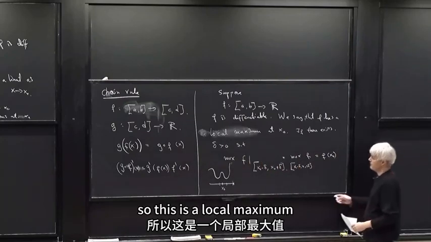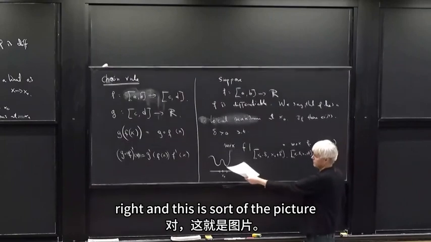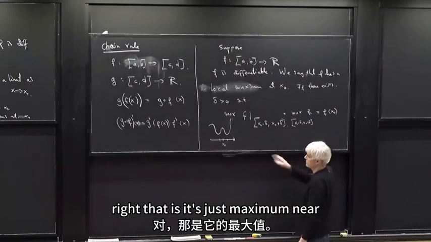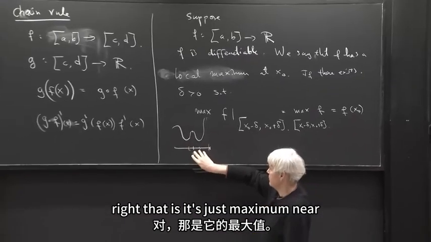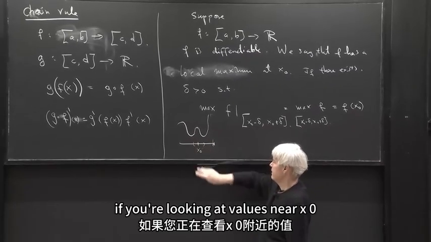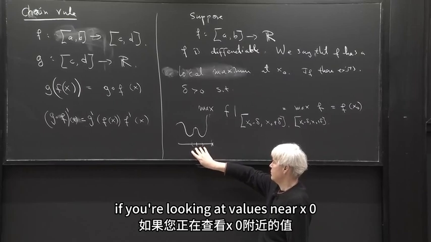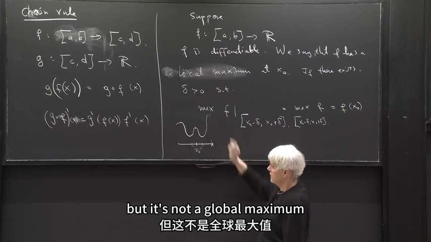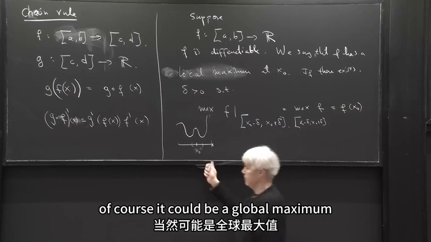So this is a local maximum, right? And this is sort of the picture. That is, it's just a maximum if you're looking at values near x0, but it's not a global maximum. Of course, it could be a global maximum.